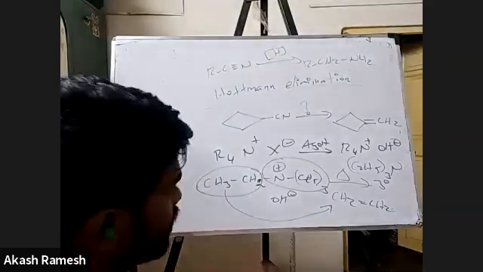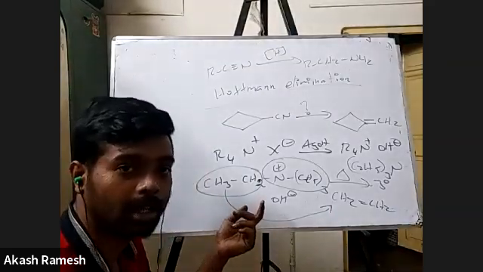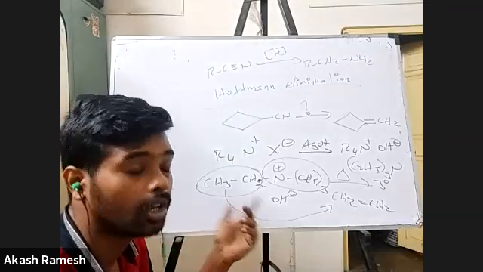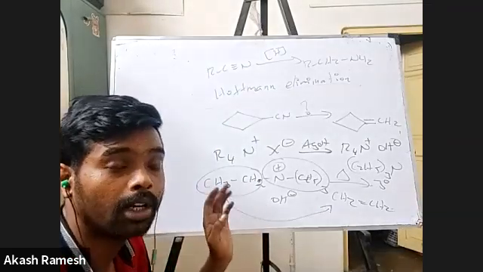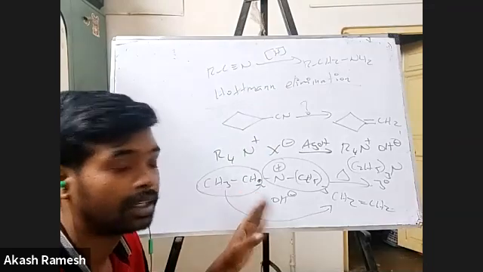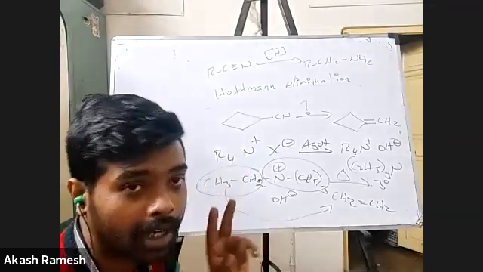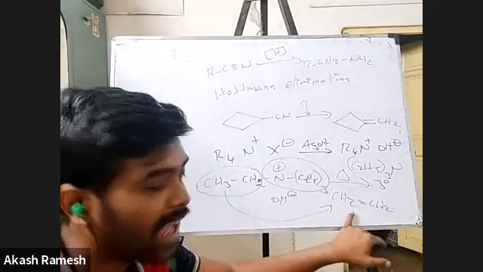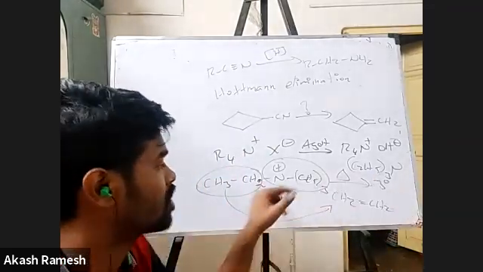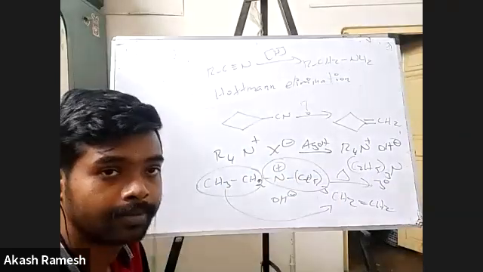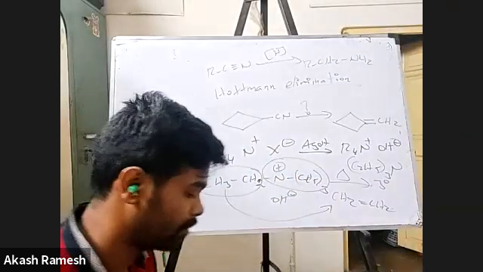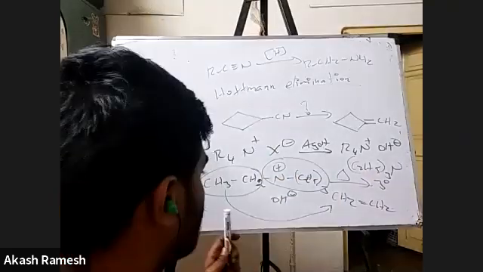So please understand that I need to have a quaternary ammonium hydroxide. If I heat the quaternary ammonium hydroxide, two products are going to get formed. One is the alkene, the other one is the tertiary amine.